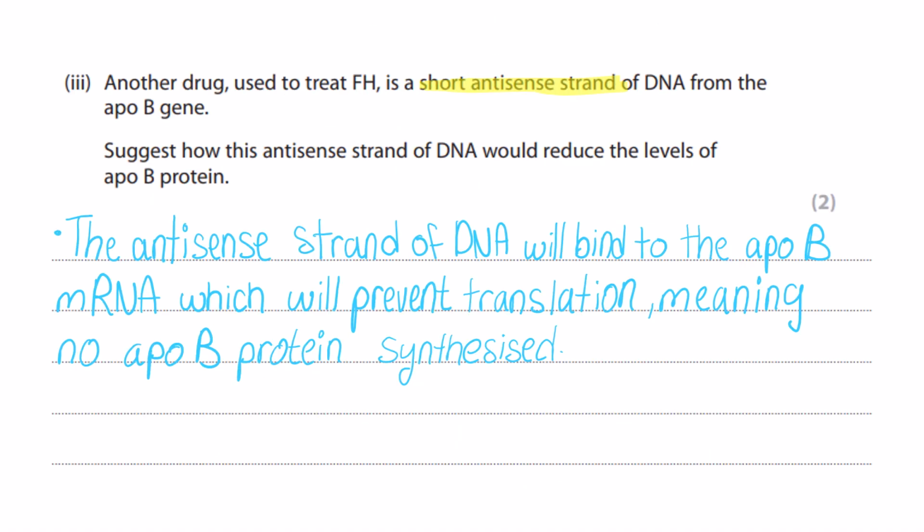Okay, another drug used to treat FH is a short antisense strand of DNA from the ApoB gene. Suggest how this antisense strand of DNA would reduce the levels of ApoB protein. Well, the antisense strand of DNA will bind to the ApoB mRNA, which will prevent translation, meaning no ApoB protein will be synthesized.